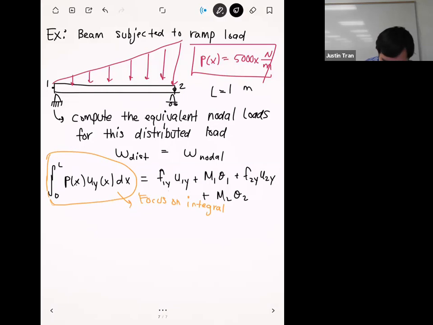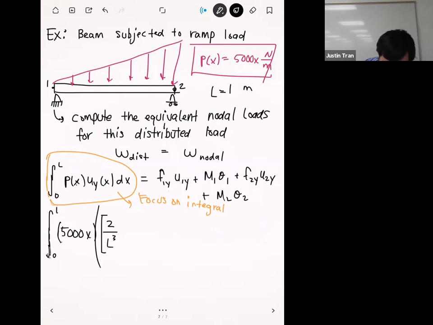All right, so let's go ahead and start plugging in for this integral right here. We have an integral from 0 to 1 of P of x. P of x we're just going to plug in straight from the problem, so P of x is going to be 5,000x. Then for our uy, we're going to plug in our monstrosity from the previous page. Let me draw a big parentheses around it.